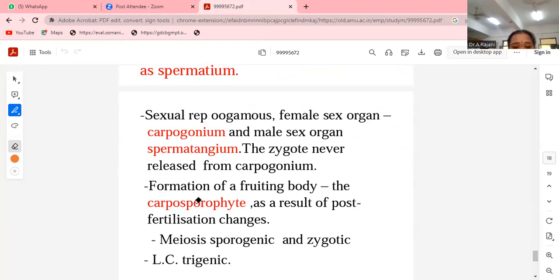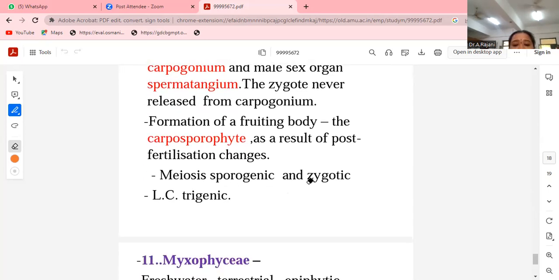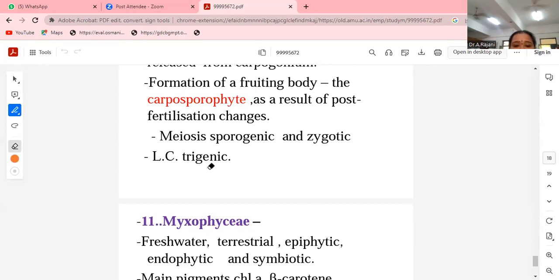This is the fruiting body also. This question is also too important. These two names: carpogonium is a female sex organ, spermatium is a male sex organ. Both combine to form the fruiting body, not to form a zygote here. The zygote is never released. That body name is called carposporophyte. That is the post-fertilization change. You can observe this is the carposporophyte, mostly the sporophytic stage, and that is the triphasic life cycle. In the type study time, I'll explain what is the triphasic life cycle.